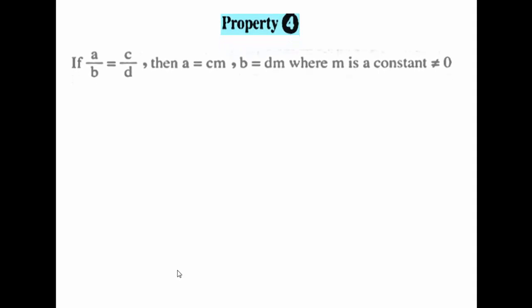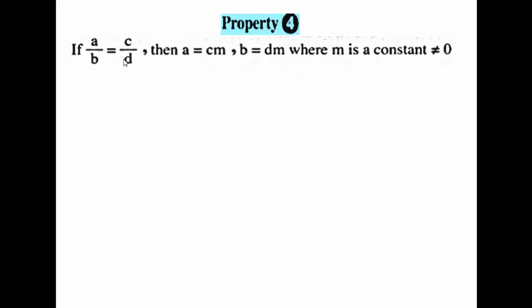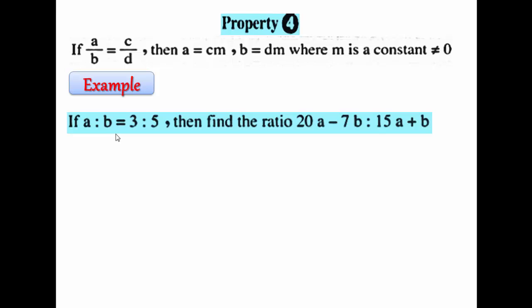Property 4. If a over b equals c over d, then a equals cm, b equals dm, where m is a constant. a will be cm and b will be dm. For example, if a to b equals 3 to 5, then find the ratio 20a minus 7b to 15a plus b. Solution.